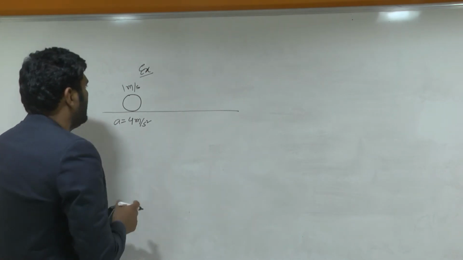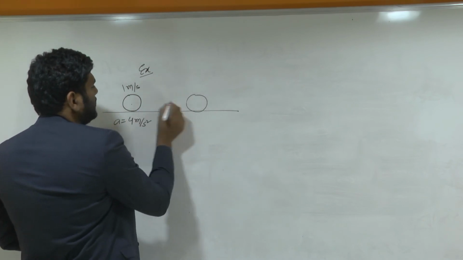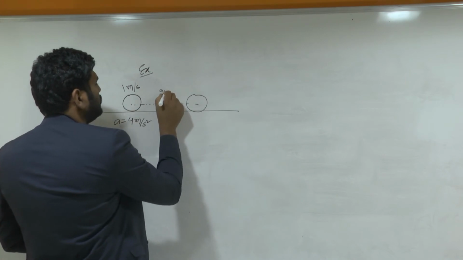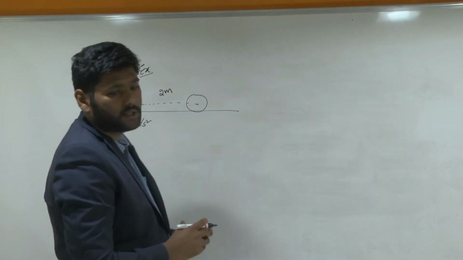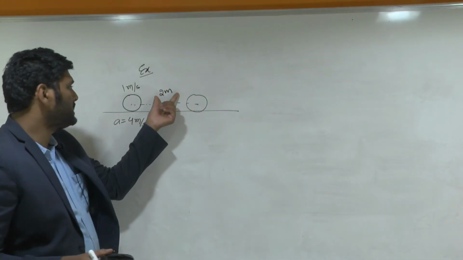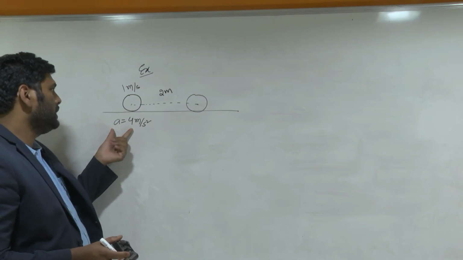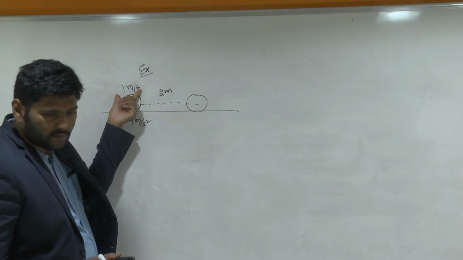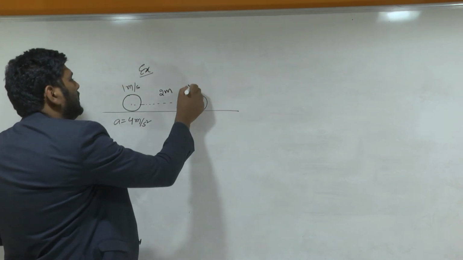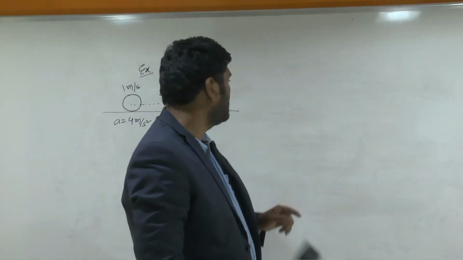For example, it is displaced some distance from here to here. The distance traveled by the object is 2 meters, with this acceleration and starting with 1 meter per second. My question is, what is the velocity of the object here?